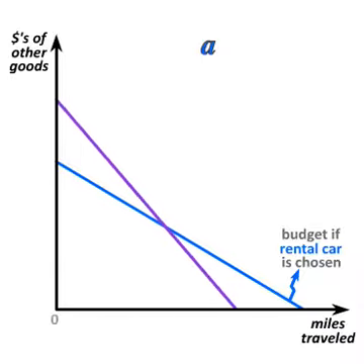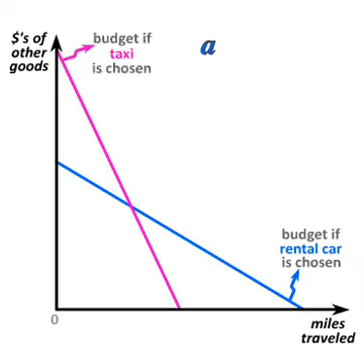We then add to this graph my brother's budget constraint, the one that's relevant for taking taxis around the island. This budget constraint must again have a higher intercept, because you don't have to dish out a rental car fee up front in order to start taking a taxi. But it also has a steeper slope, because on a per mile basis, it is more expensive to ride around in taxis than it is to drive in a rental car.